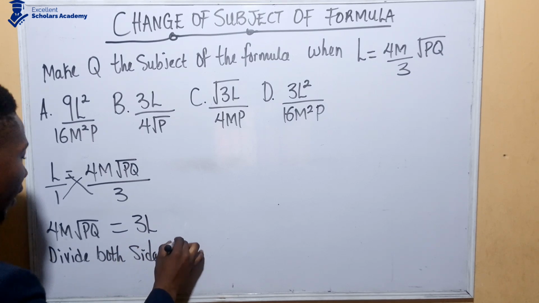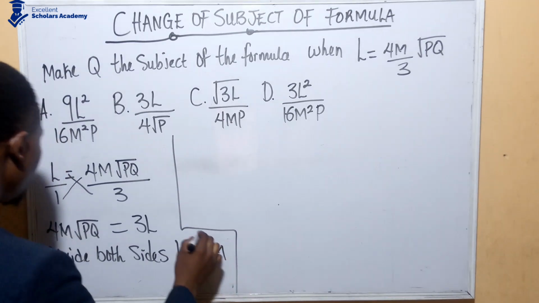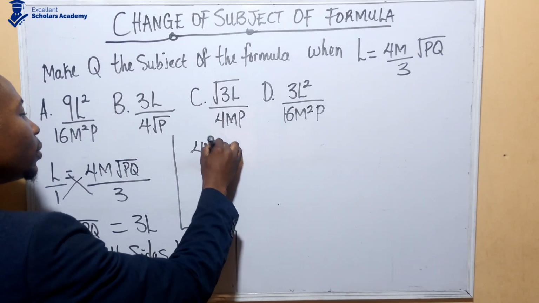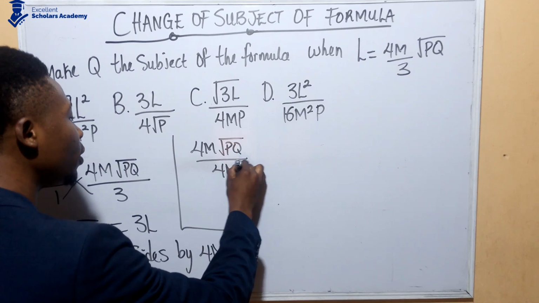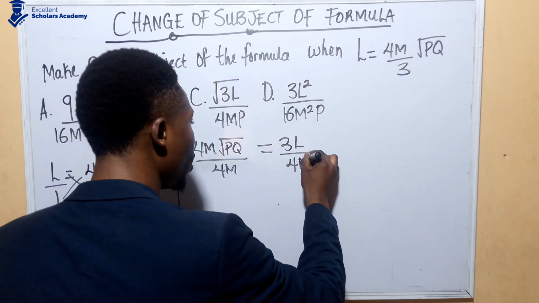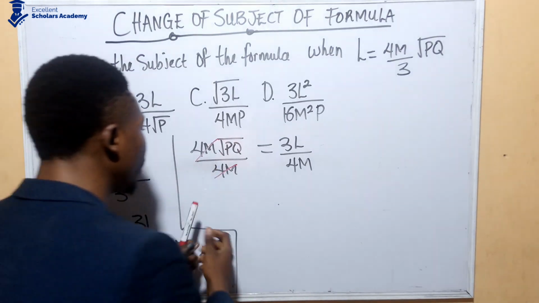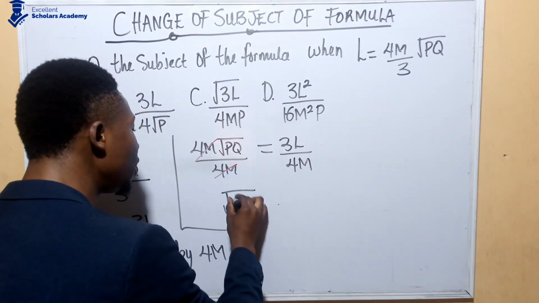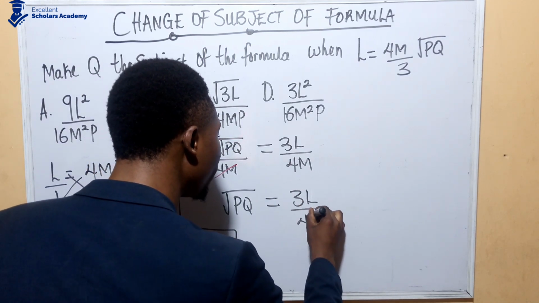Let's divide both sides by 4M. So when we do that, what happens? It becomes 4M square root of PQ over 4M is equal to 3L over 4M. So 4M takes away 4M, and then we're going to be left with square root of PQ is equal to 3L over 4M.